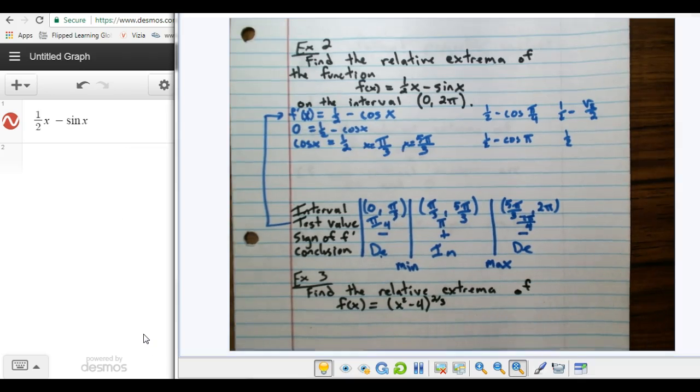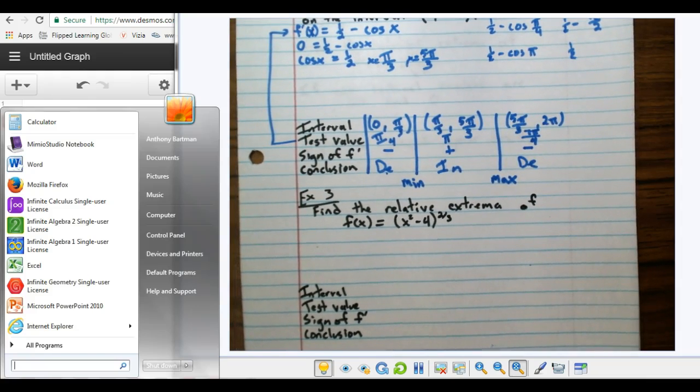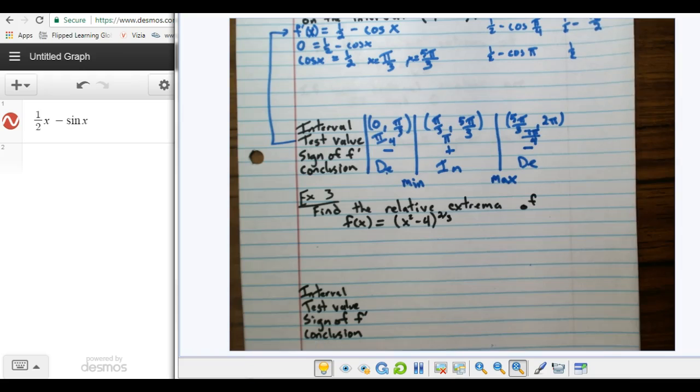I think we'll do example 3 just for a different example, and then we will keep going in a little bit. Oh no, I need to pause this.